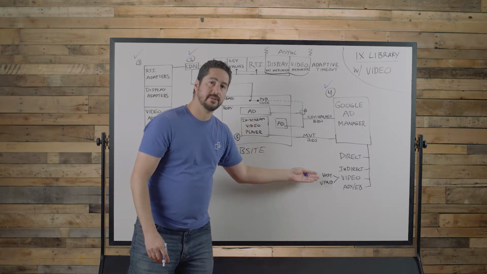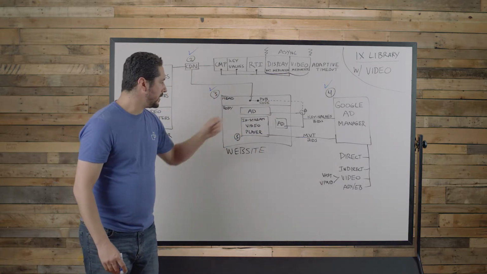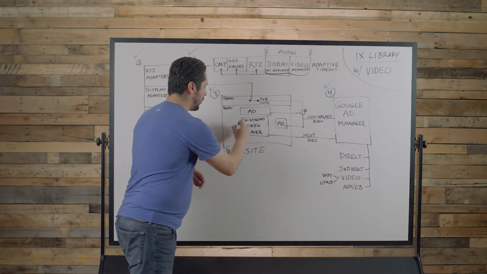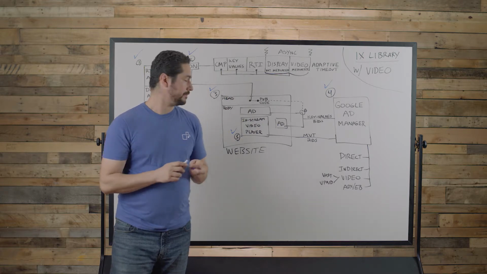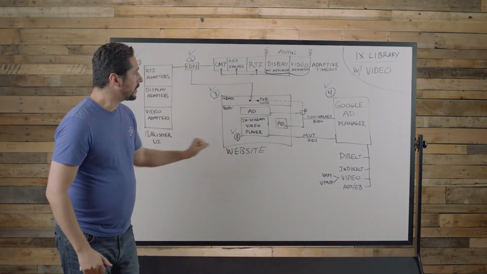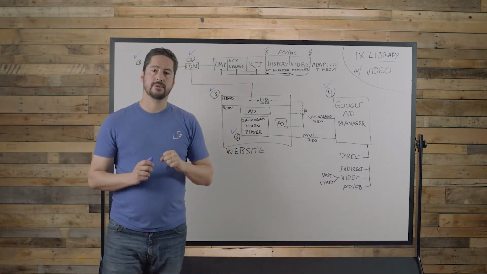Once the Ad Manager has selected the winning bid, it passes that back as a creative. In the case of video, this is a VAST or VPAID creative, into the in-stream video player where the ad renders in either pre-roll, mid-roll, or post-roll. So this is a quick simplification of how the video solution works.